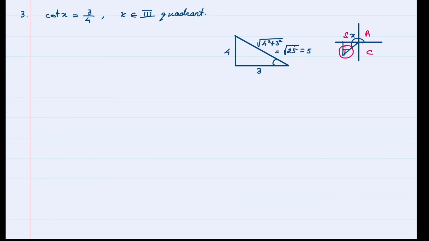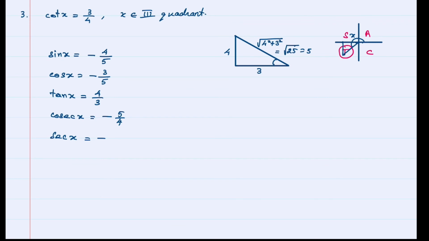Now, we will write the other 5 trigonometric ratios. Sin x in the third quadrant, don't forget about the quadrant, accordingly we have to put the sign. In the third quadrant, sin is negative and it is opposite side by the hypotenuse, and cos x is negative and it is adjacent by the hypotenuse. Tan x is reciprocal of cot function. Cot value is given already, so its reciprocal is 4 upon 3, and cosecant x is reciprocal of sin x, negative 5 over 4, and secant x is reciprocal of cos x, negative 5 over 3.